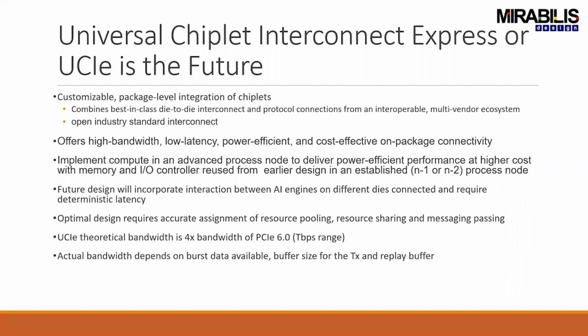Now, UCIe is expected to have 4x the bandwidth of PCIe 6.0. So if you remember, PCIe 6.0 is what we use to connect FPGAs, connect SoCs, and with UCIe, theoretical bandwidth is 4x. Now, why do I say theoretical bandwidth is 4x? It's because the actual bandwidth has a lot of dependencies. Things like are there continuous data being available? What is the buffer size of transmitter? The replay buffer, because of all the PCI-based error checking and CRC and things like that, the replay buffer plays a major role in what is the actual effective bandwidth you can get.